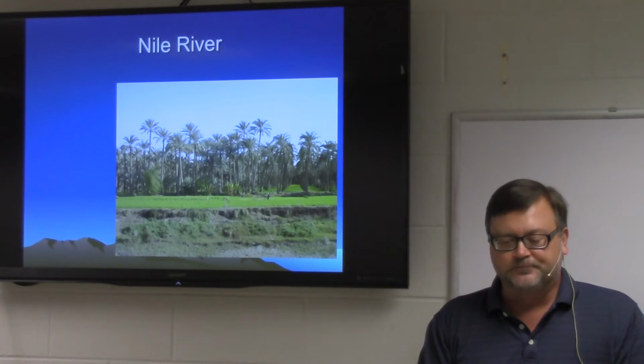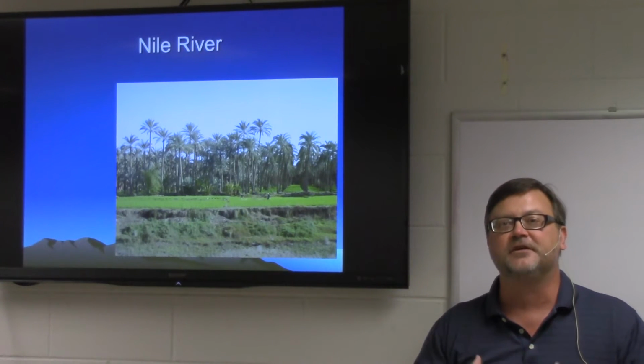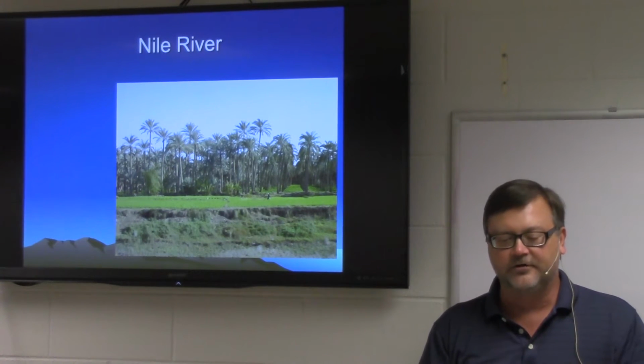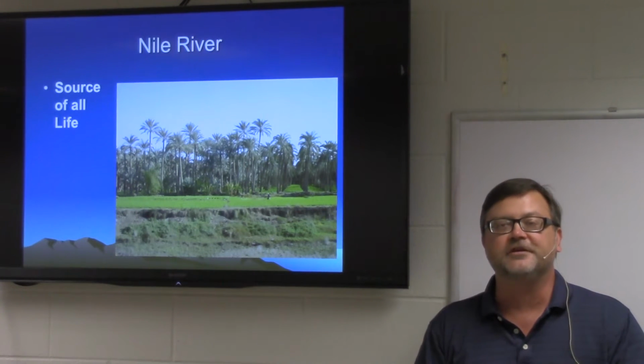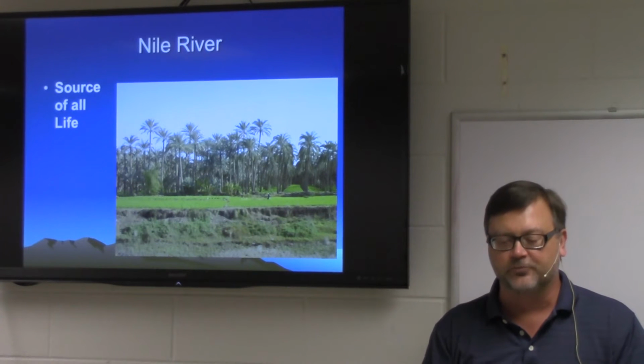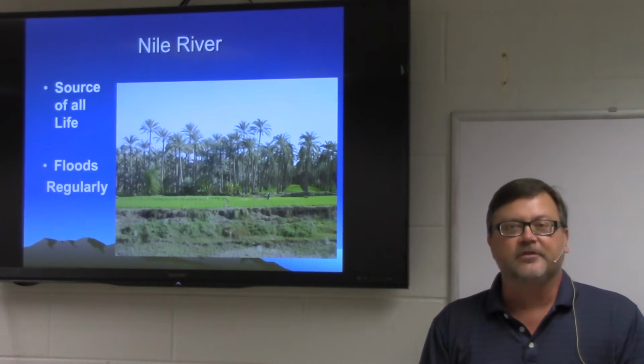So along the banks of the Nile is just extremely lush because it's bringing all this silt down from the heart of Africa. The Nile River in this civilization is the source of all life. You have to be near this river within about a mile on either side. And again, it floods regularly.